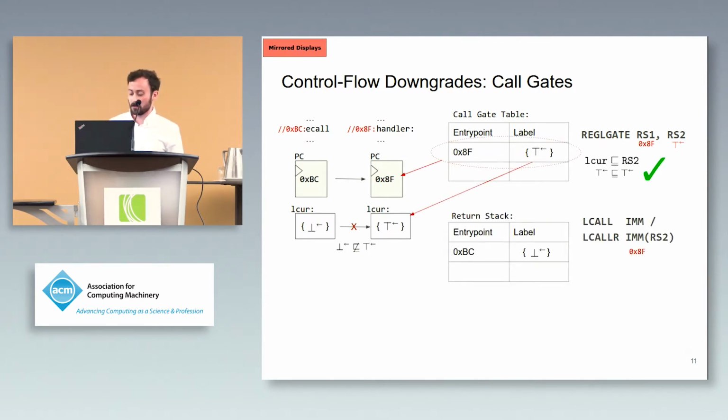Call gates can be executed with lcall instructions. The lcall instruction atomically copies the program counter and label of the call gate into the program counter and process label registers. At the same time, this instruction also pushes the previous program counter value and label onto a hardware stack. We can return to the previous program counter value and label by executing an lret instruction, which pops this hardware stack.